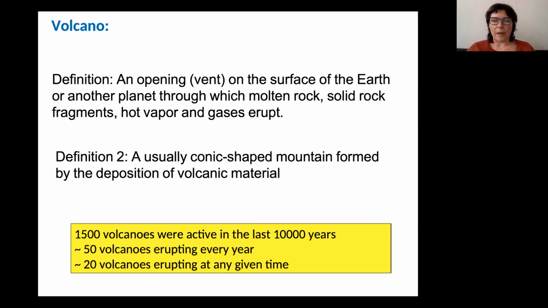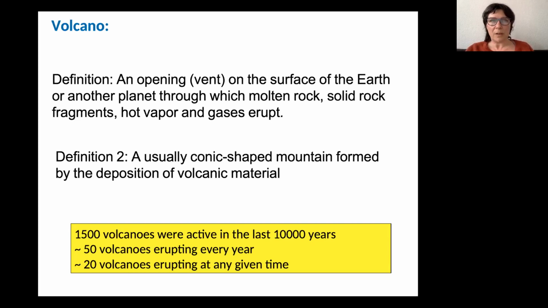Then in yellow here, we find some rough information to have an idea of how many volcanoes are active and how much they erupt. In the last 10,000 years, we consider that around 1,500 volcanoes were active. Why do I write 10,000 years? Because 10,000 years is considered a time scale after which, if a volcano has not erupted since, it will probably be extinct. So 10,000 years is the time scale for the volcanoes that erupt least frequently, at least every 10,000 years or so.